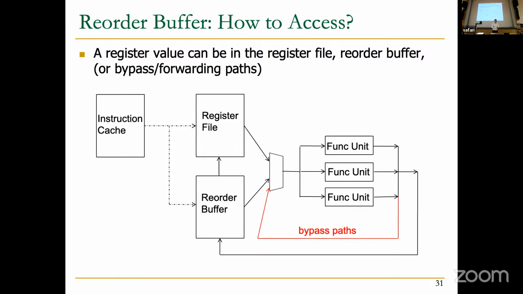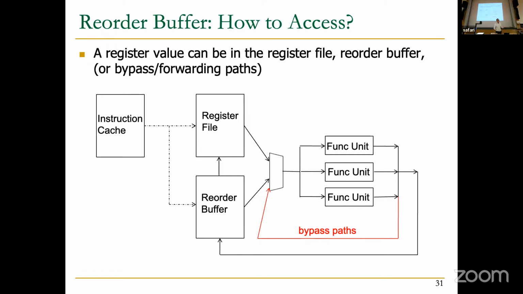I'm going to ignore the bypass path for now, but you really need it for higher performance also. But the fundamental operational principles of forwarding paths don't change based on the reorder buffer. But now we complicated the machine a little bit by adding this reorder buffer. So, okay, ignore the bypass path for now.